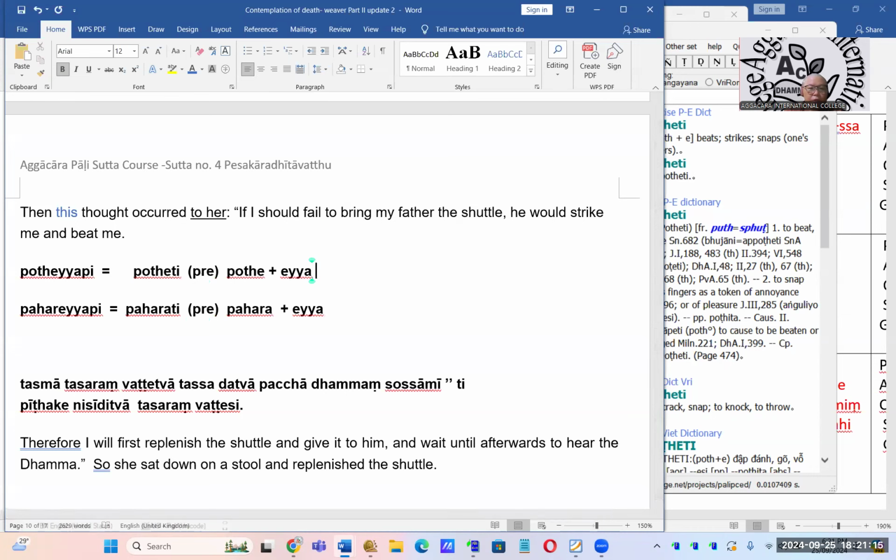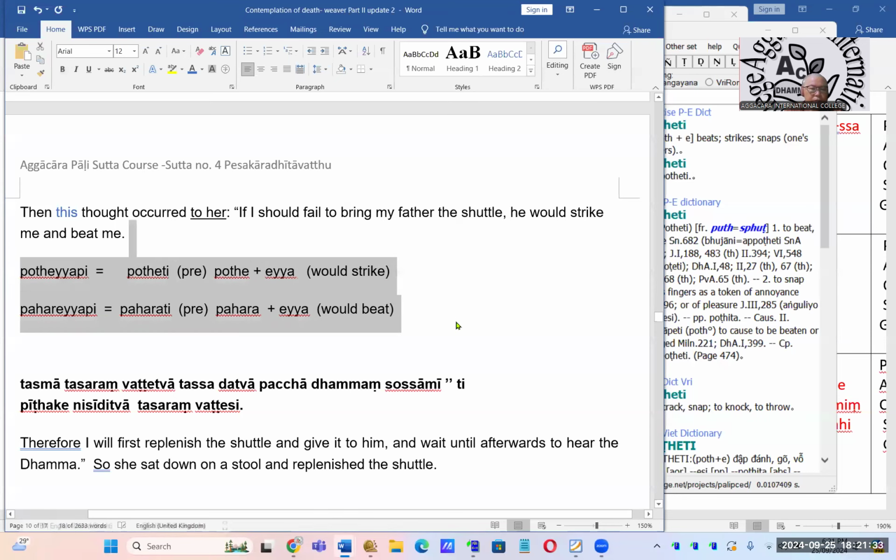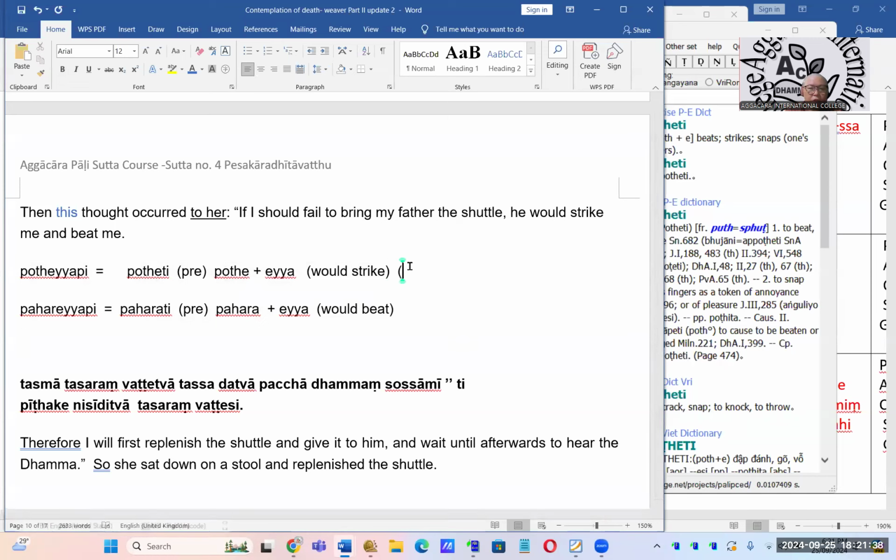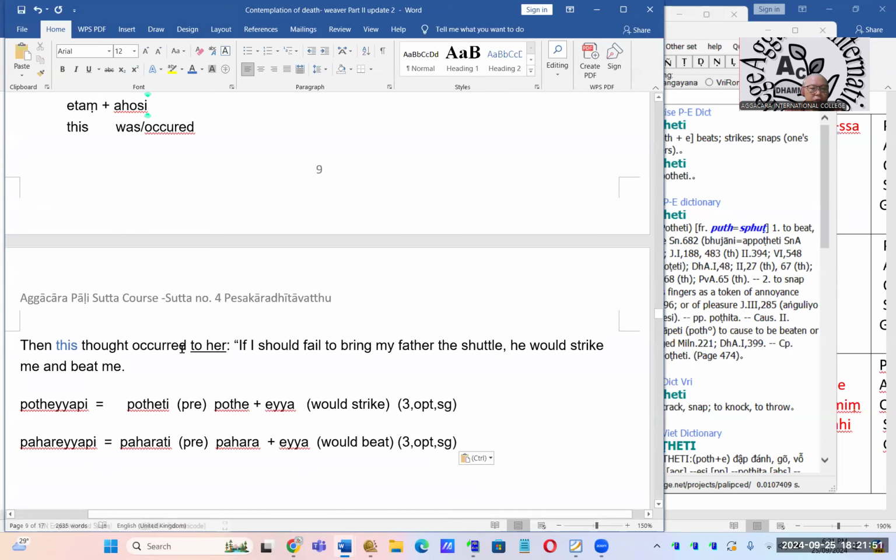So here translate the word strike, the word beat. And then beat is just 'and'. Beat means from the word api, right? So you have aya. Aya is a third person optative singular, right? So this one also third person optative singular. Okay.